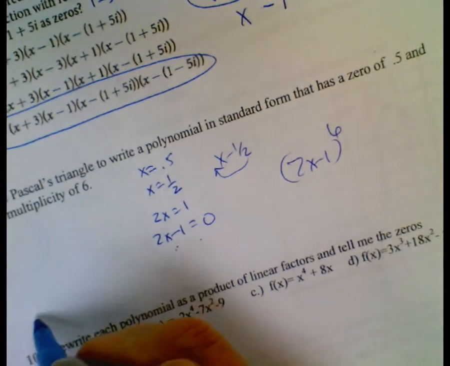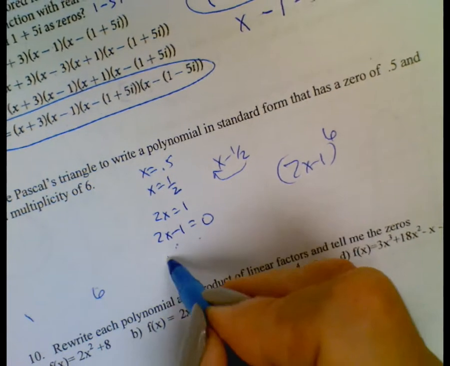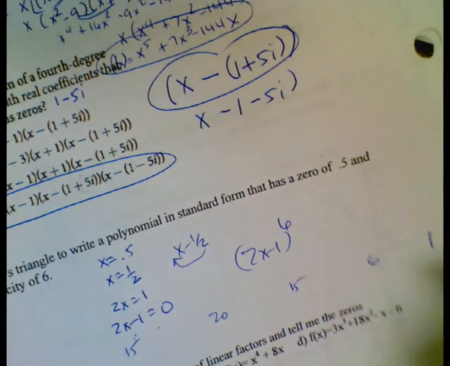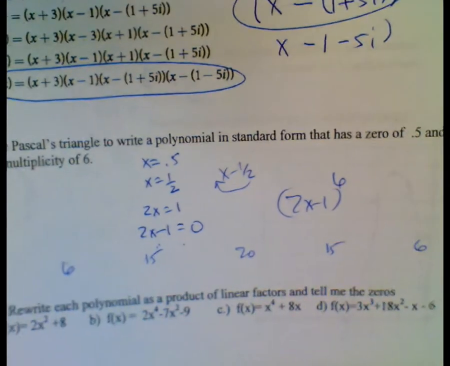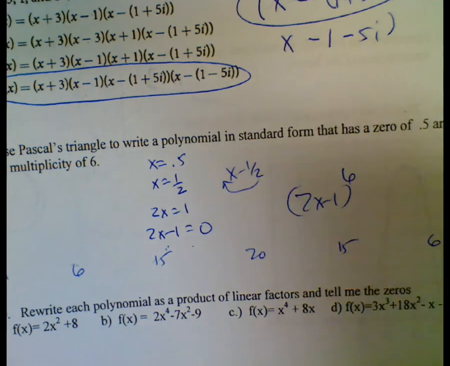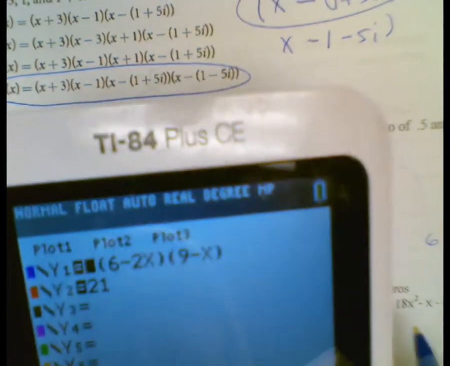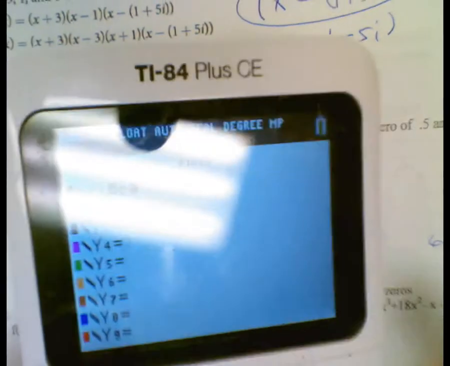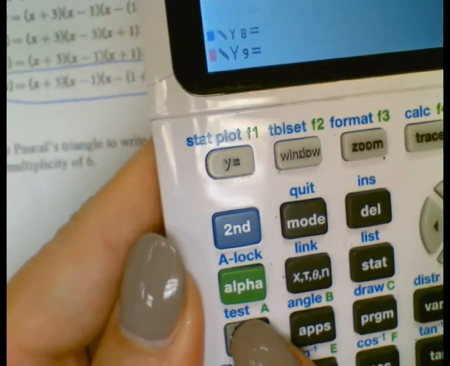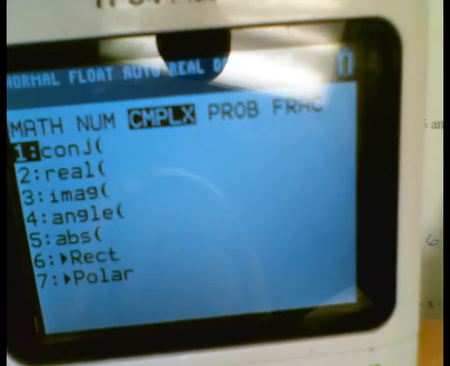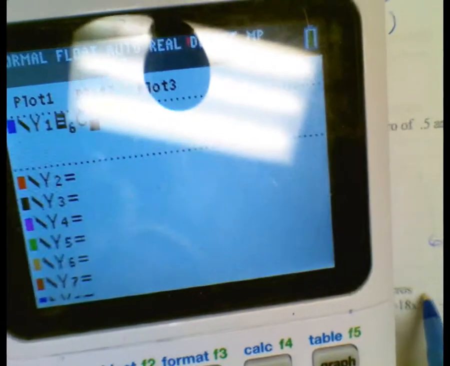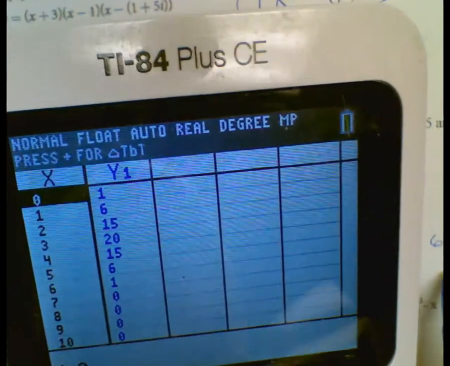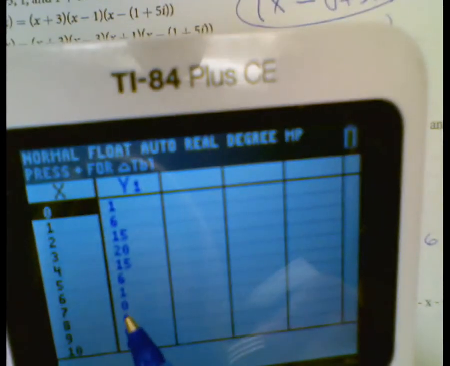So Pascal's triangle: 1, 6, 15, 20, 15, 6, and 1. That's the row you need. If you can't remember how to get that, you go to y equals. You go 6, then math right here, probability, 3, nCr. Then you look at the table, and you'll see it right there. 1, 6, 15, 20, 15, 6, 1.